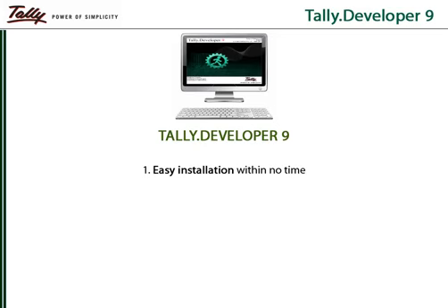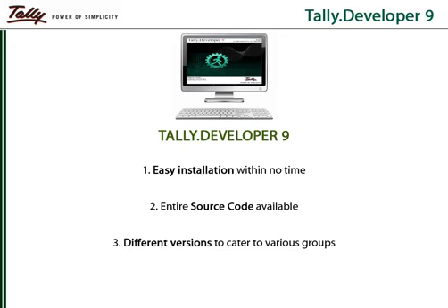Tally.Developer 9 can be easily installed within seconds. The entire source code of Tally.ERP 9 is available along with TD9, which can be easily tweaked for customization purposes. Tally.Developer 9 is available in 3 versions. The education version is a free-of-cost version which can be used by the learners of TDL. In the evaluation version, the user also gets a free temporary subscription of 3 months, but is not entitled to avail the call support facility.